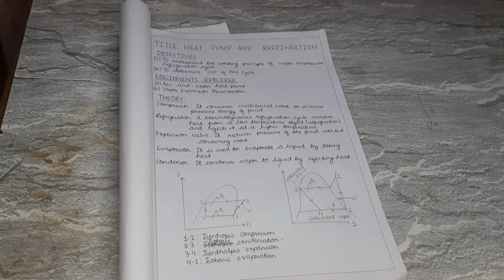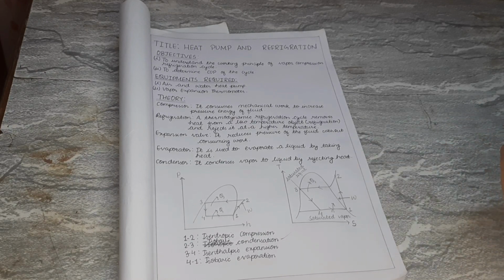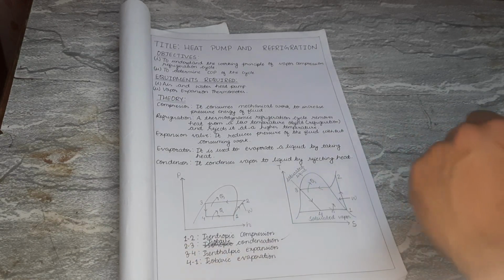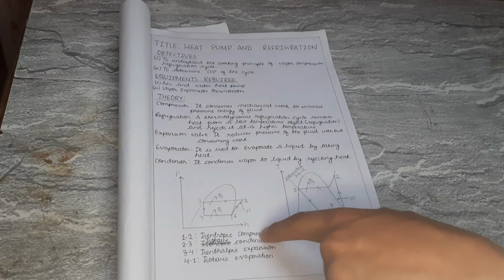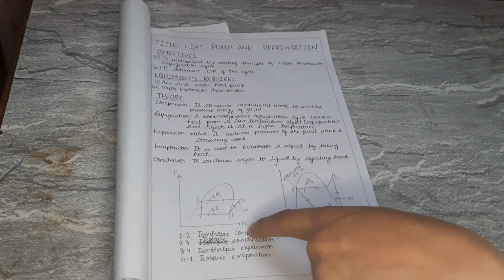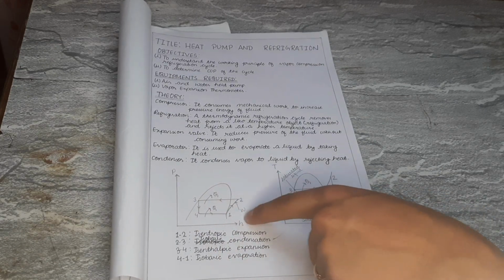We know that. And the evaporator is used to evaporate a liquid by taking heat. And the condenser condenses vapor to liquid by rejecting heat. So these two are the figures, the graphs of pressure and enthalpy, and temperature and entropy. So this is the saturation curve.